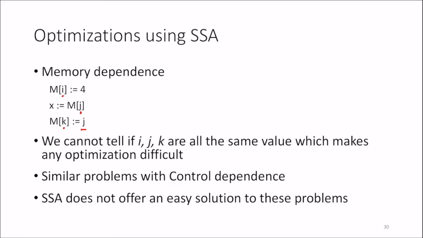Now, in this case, we can't tell if I, J, and K are all the same value or not. Sometimes you can, like if you're doing constant propagation, but sometimes they're function parameters and you may not be able to figure out what those values are unless you do whole program analysis. So these kinds of issues make optimization difficult. There are similar problems with control dependence as well. SSA doesn't offer an easy solution to these problems, so you have to fall back on more data flow analysis kind of techniques in order to deal with them.